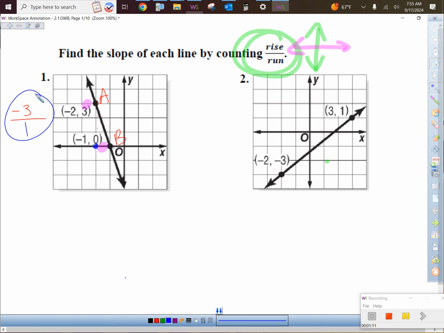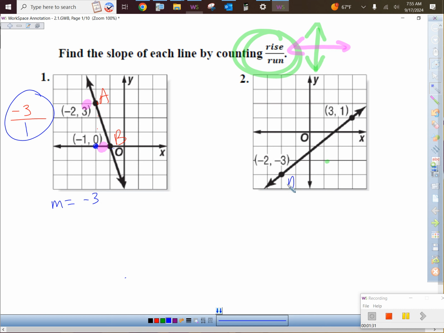Now, if that fraction would reduce, we would reduce it. Yes, you can write negative 3, but I'd like us to answer it like this: m equals negative 3. If you have not seen that the letter m in math stands for slope, m stands for slope, right? So, how about this guy?